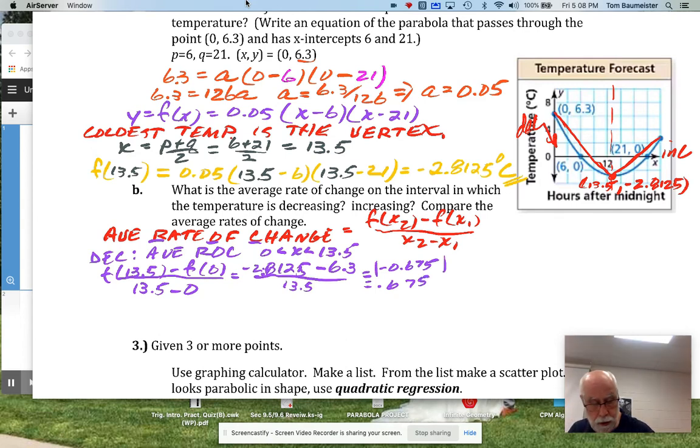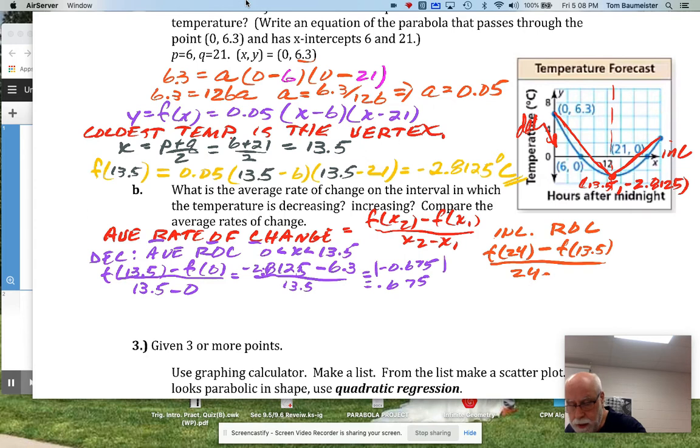All right, so now we're going to do it for when we are increasing, our increasing rate of change. On that one, we're going to do f of 24 minus f of 13.5, and then we're going to go from 24 to 13.5. Again, look at how I chose my x1, y1, x2, y2. That's all we're doing, same thing that we've done before.